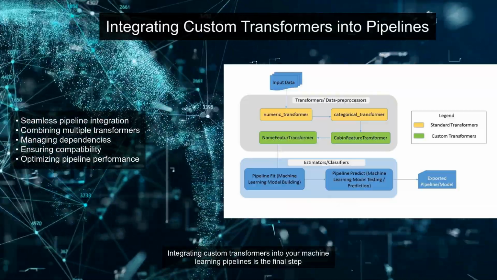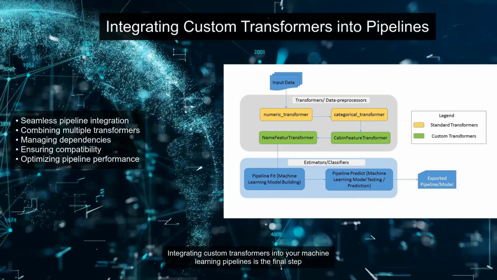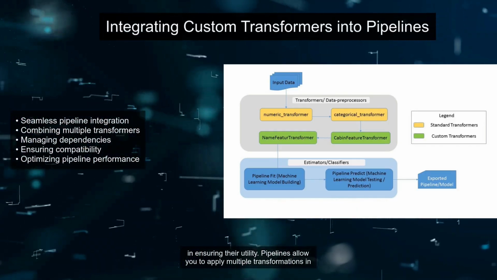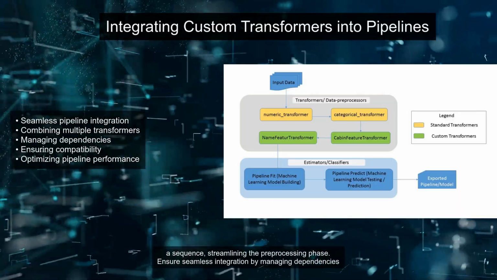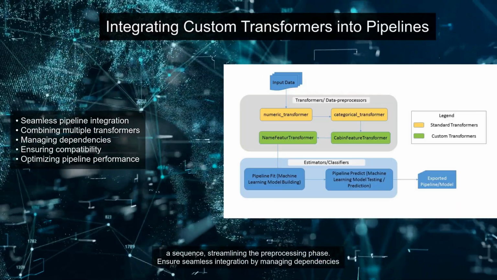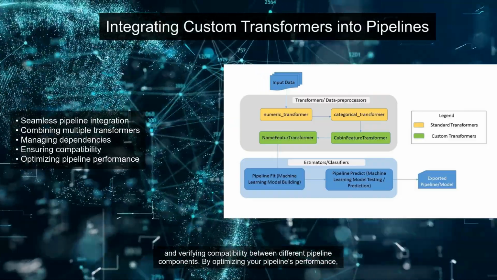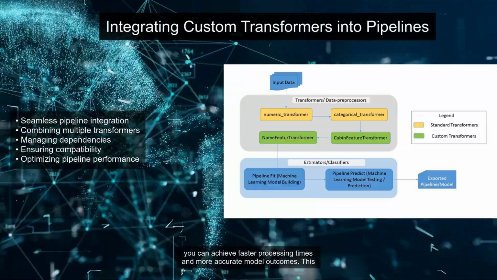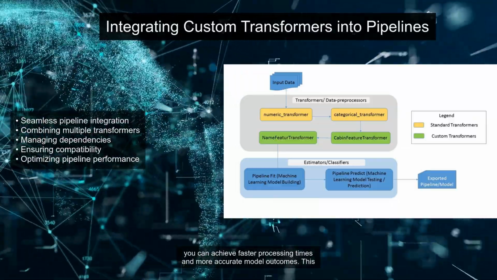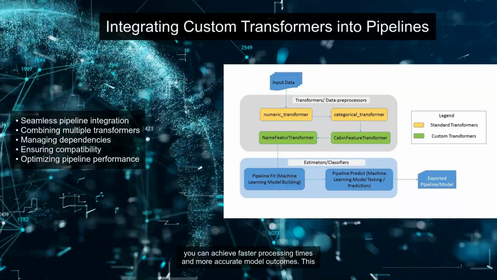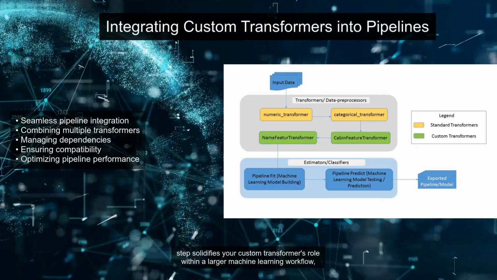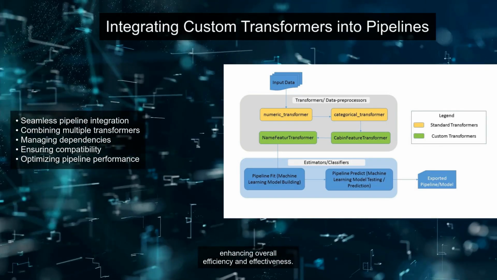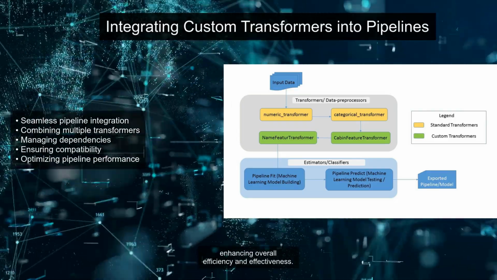Integrating custom transformers into your machine learning pipelines is the final step in ensuring their utility. Pipelines allow you to apply multiple transformations in a sequence, streamlining the preprocessing phase. Ensure seamless integration by managing dependencies and verifying compatibility between different pipeline components. By optimizing your pipeline's performance, you can achieve faster processing times and more accurate model outcomes. This step solidifies your custom transformer's role within a larger machine learning workflow, enhancing overall efficiency and effectiveness.